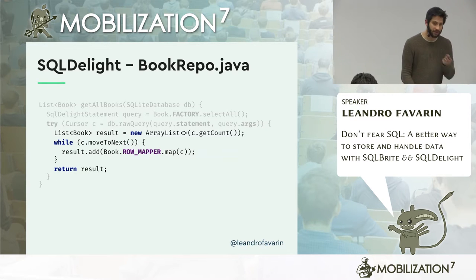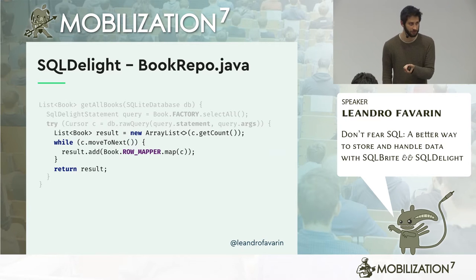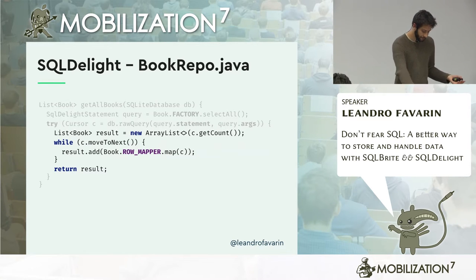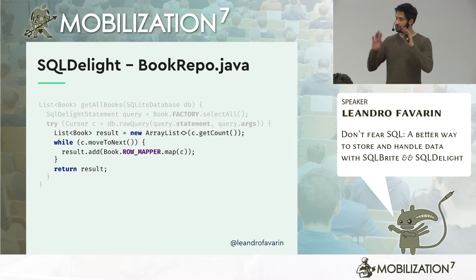So remember that we just created an instance of row mapper. Now I'm going to pass a cursor to the row mapper. And because it knows how to construct those objects, it's going to give you back the type safe entity right there. And I'm already adding to my result and then returning it. There is, again, no juggling of types. Everything is type safe and it's correct at compile time.